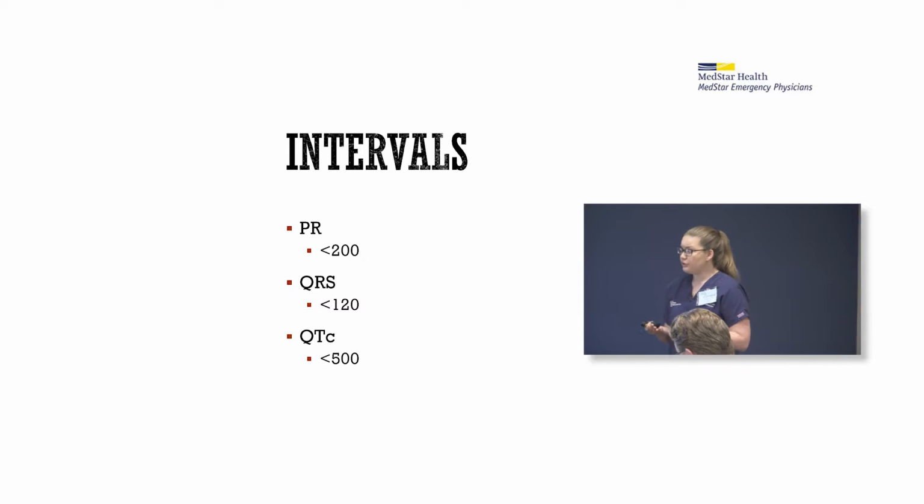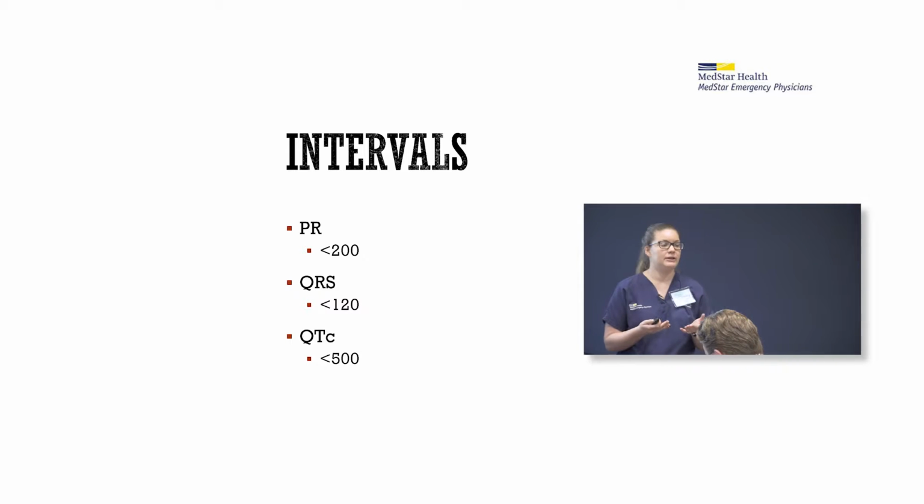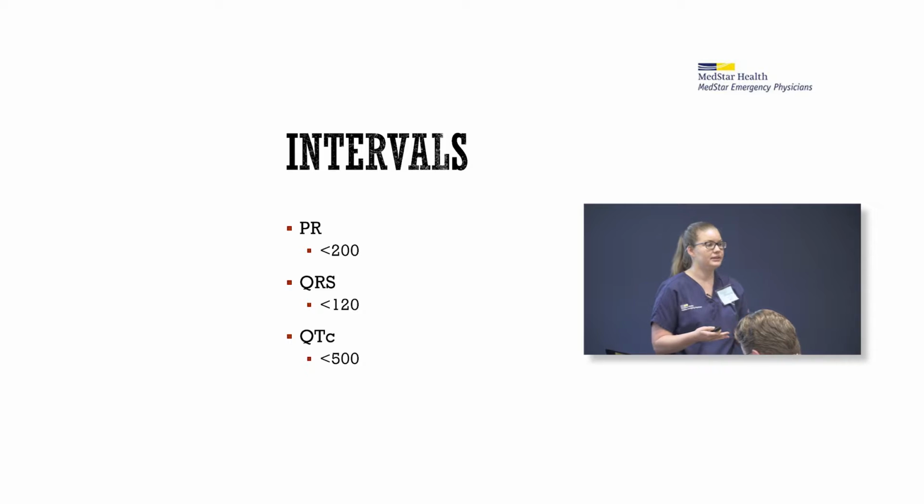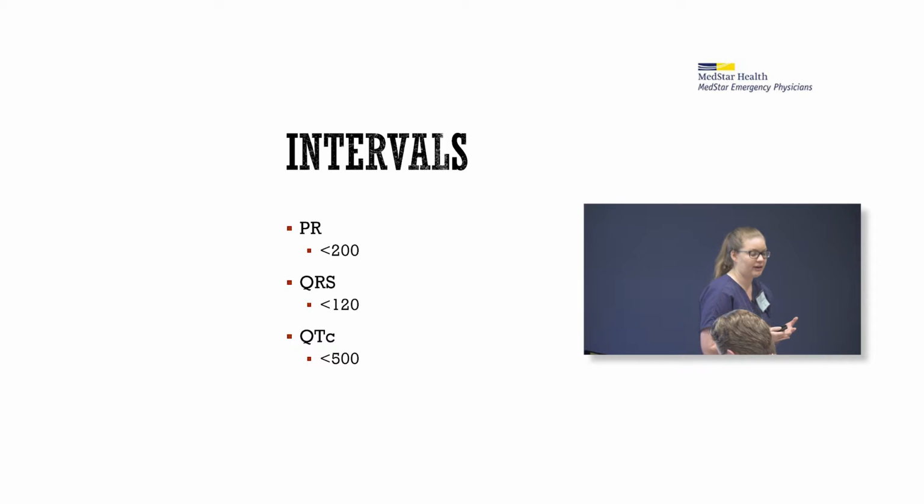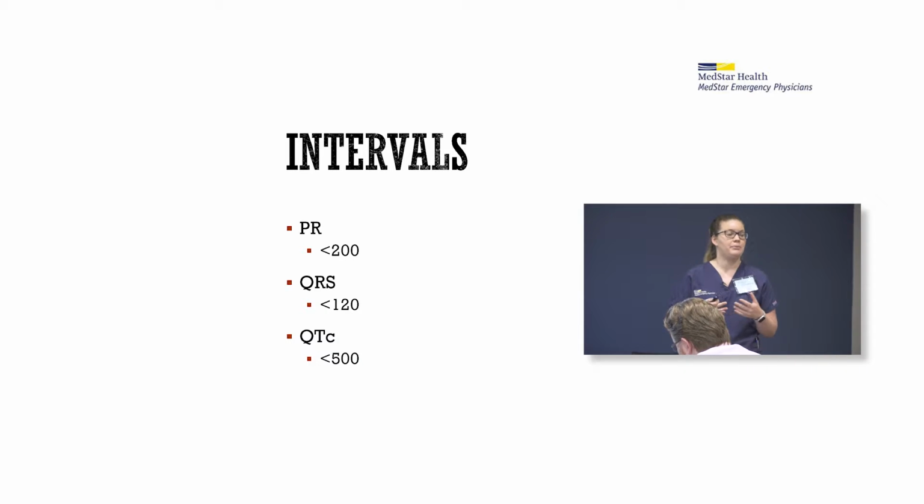Intervals. So your PR interval should be less than 200 milliseconds. If it's longer than that, then it's going to signify a first degree AV block. Your QRS should be less than 120 milliseconds. If it's wider than that, you maybe have a bundle branch block or some kind of ventricular rhythm.